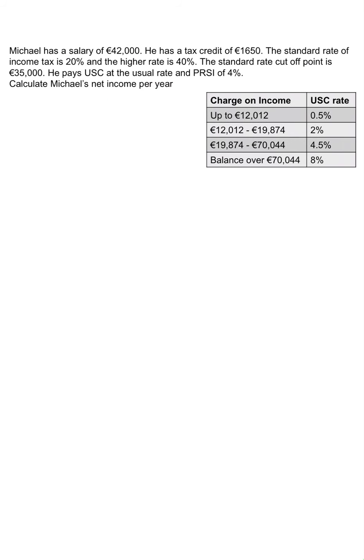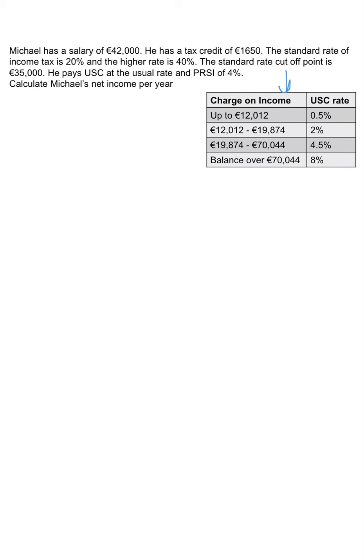Okay, so another one here. So Michael has a salary of €42,000 and he has a tax credit of €1,650. The standard rate of income tax is 20% and the higher rate is 40%. The standard rate cutoff point is €35,000. He pays USC at the usual rate, which is given over here on the right. And then he has PRSI of 4%. And we need to calculate Michael's net income for the year. So remember, net is take-home pay. So there's an awful lot in this question.